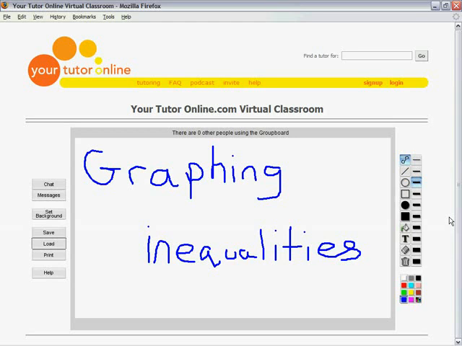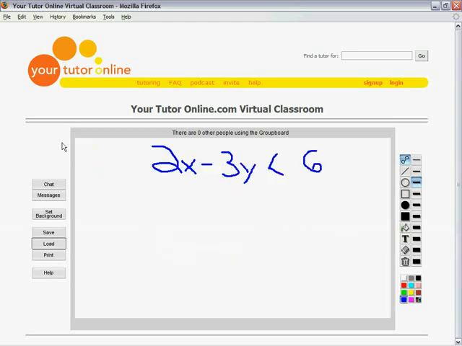Today we'll learn how to graph linear inequalities. A linear inequality is an equation for a line. That means that it will have two variables and it has a less than, greater than, less than or equal to, or greater than or equal to sign instead of the equal sign.